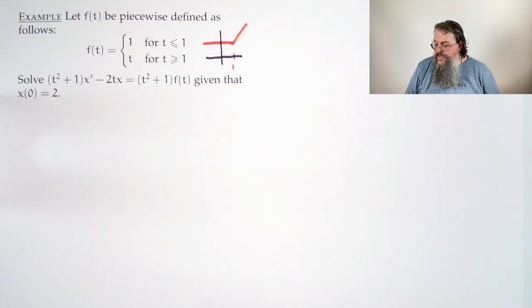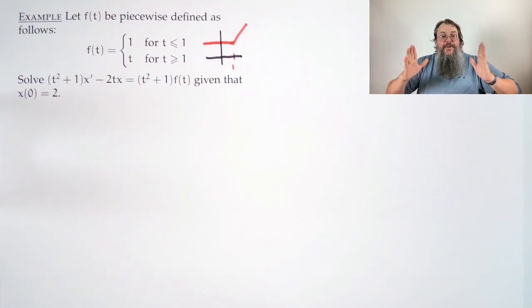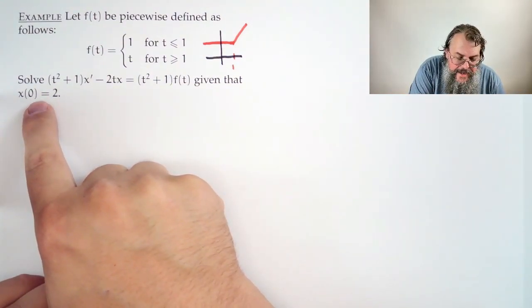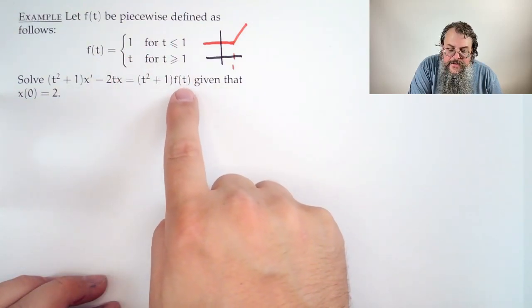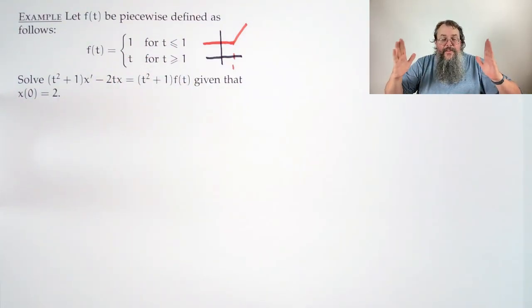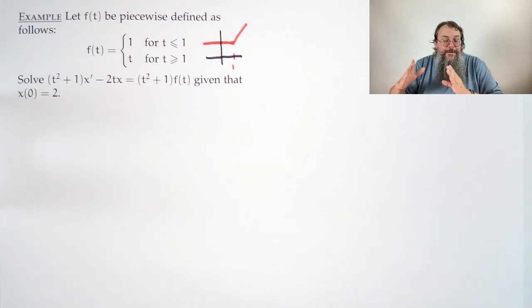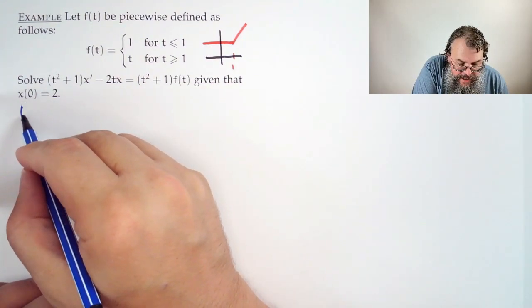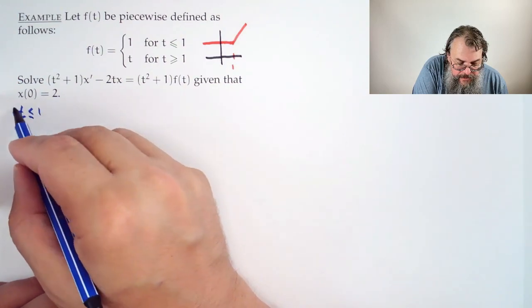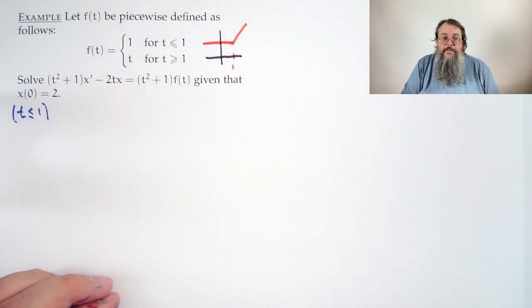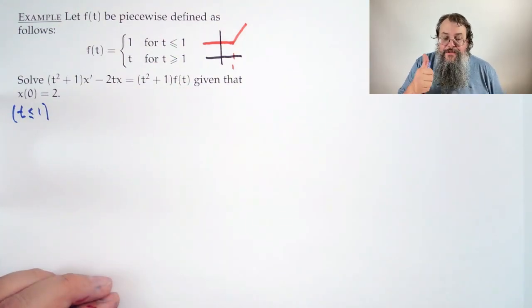All right. So here's what we're going to do. We're going to actually solve this twice. We're starting out at time 0, so we're going to solve it first for f of t equals 1, and that'll carry us up to time 1. And then we'll figure out what to do for time bigger than 1. So for now, we'll assume that our time is less than or equal to 1. This will help us, because it means that f of t is just 1.